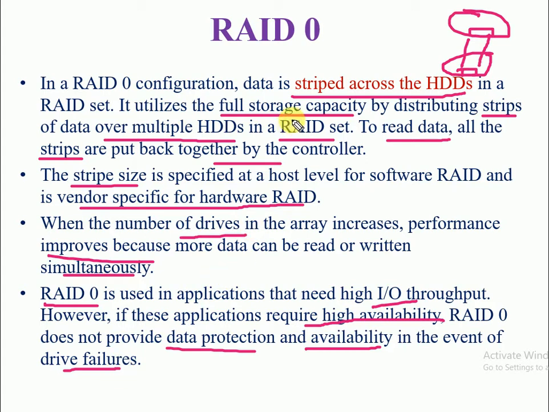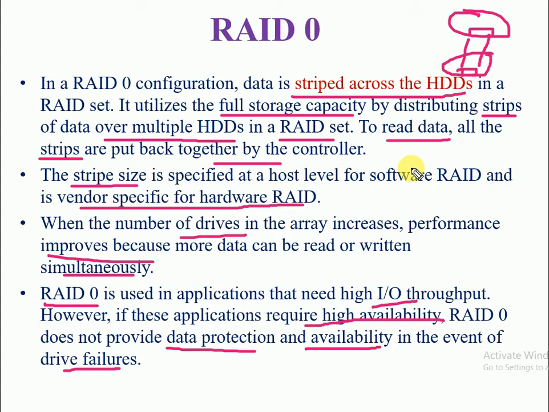So the main point to be considered in RAID 0 is that the data is striped across various hard disk drives. We know what striping is: data is stored in contiguous memory locations and distributed among different disk drives in the disk array. So data will be accessed through only those stripes, and whenever we need to write some data, we access that particular strip.